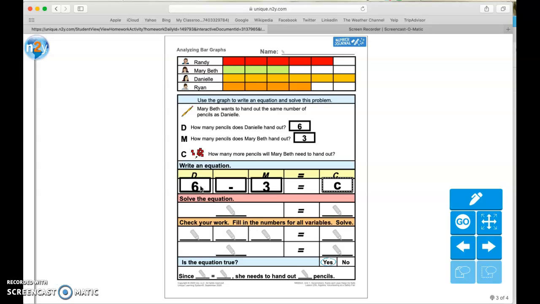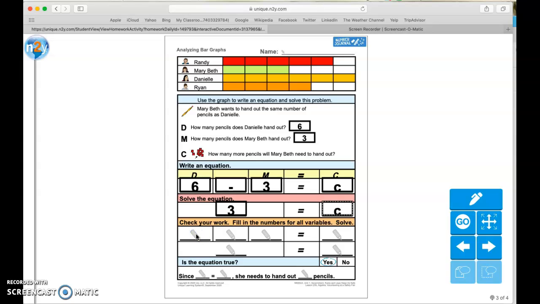Solve the equation. So 6 minus 3, which is, we're counting backwards, 6, 5, 4, 3. So now we know that 3 equals C. Okay, so this is just the equation. Now we know 3 equals C. So I know that you might have done this in your head and you've already done 6 minus 3 and you're like, why can't I just write 3 right away? Because you're showing us what the 3 is, okay? So 3 is the correct answer.